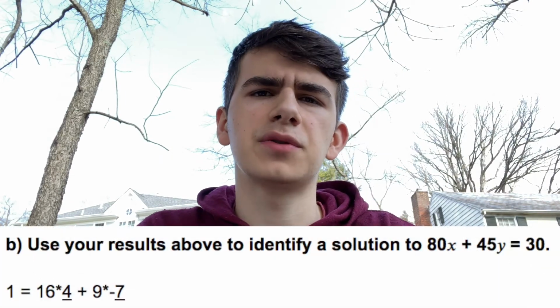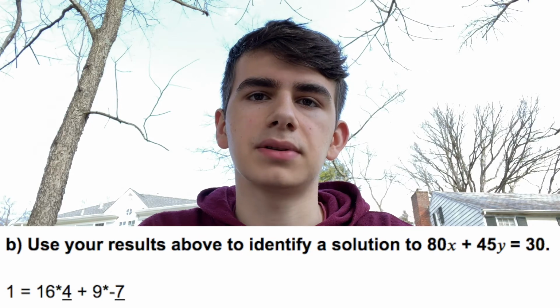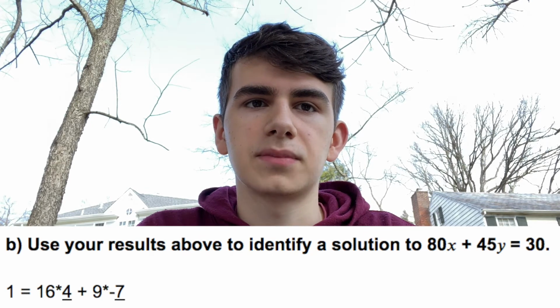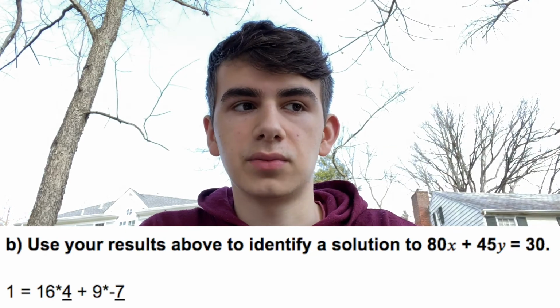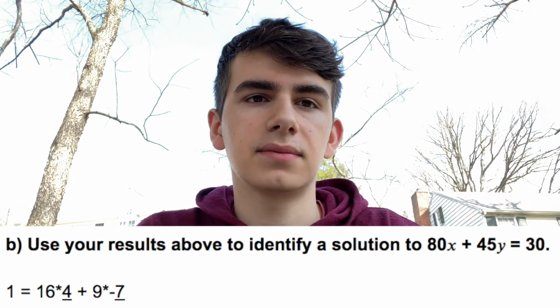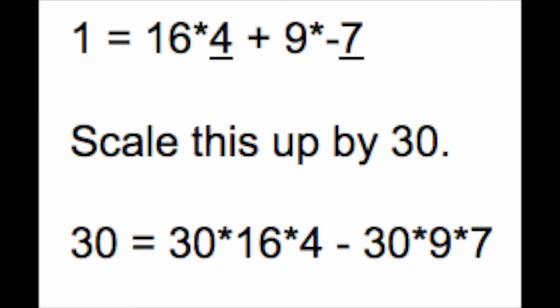Use your results above to identify a solution to 80x plus 45y equals 30. So they want us to use the results from before. We don't want to just apply the EA here. So let's start with our equation that we got. 1 equals 16 times 4 plus 9 times negative 7.